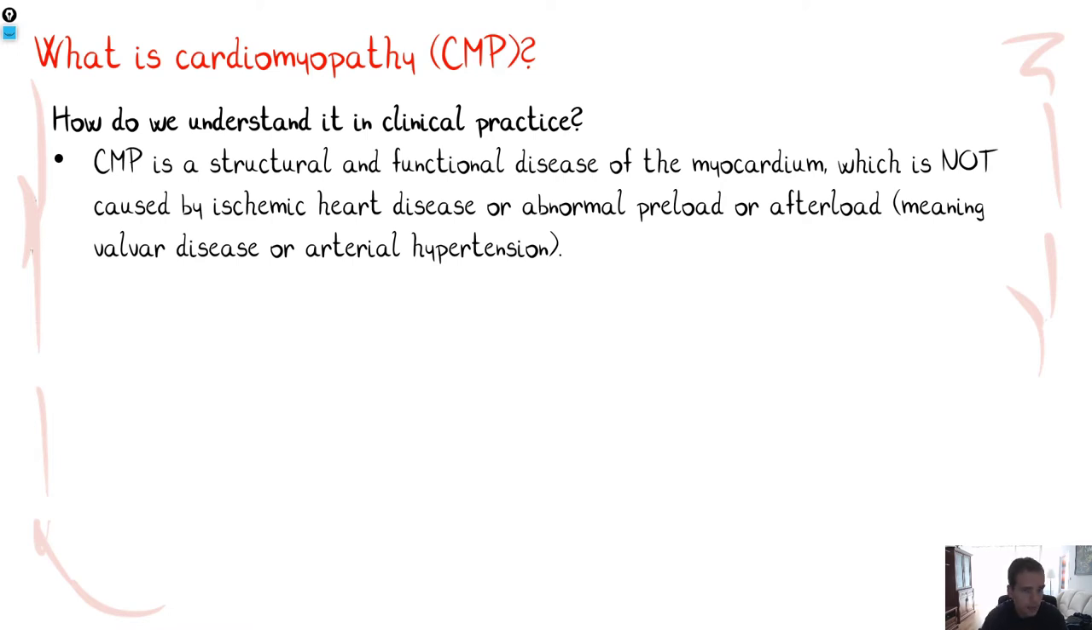So how do we understand it in clinical practice? We usually understand cardiomyopathy as a structural or functional disease of the myocardium which is not caused by ischemic heart disease or abnormal preload or afterload, meaning valvar disease or hypertension. So basically, the definition of cardiomyopathy as we understand it is some sort of disease of the heart muscle leading to heart dysfunction after the exclusion of ischemic heart disease, hypertensive disease, or valvar disease.